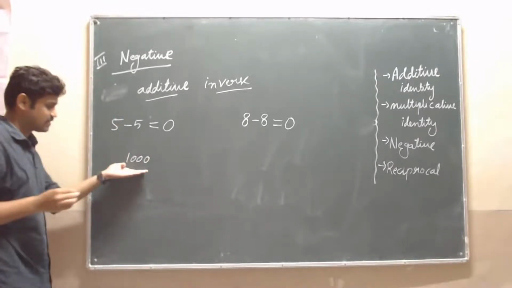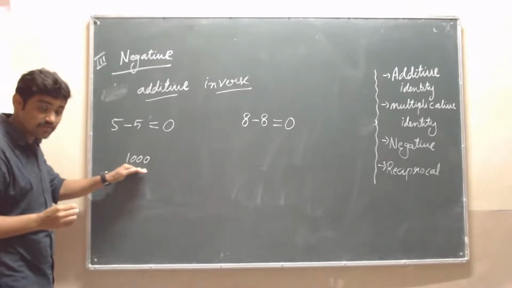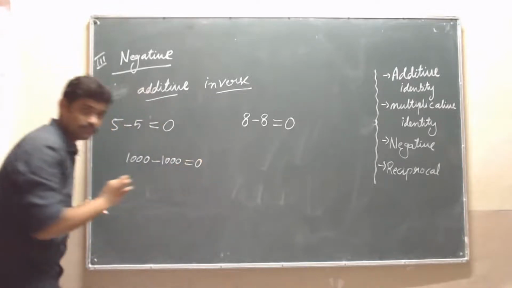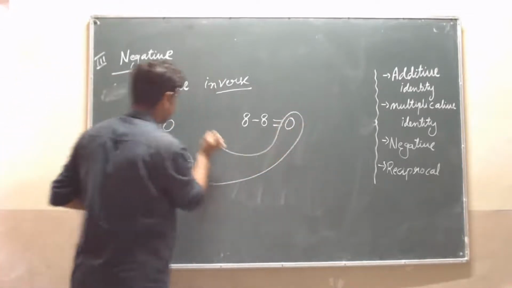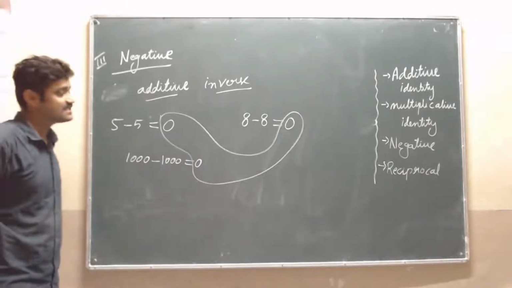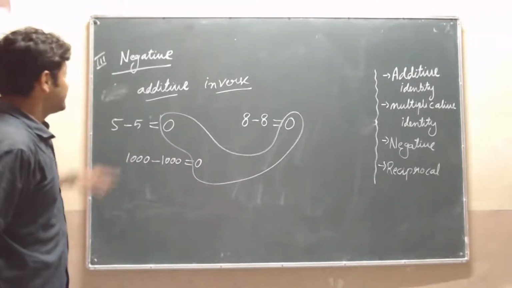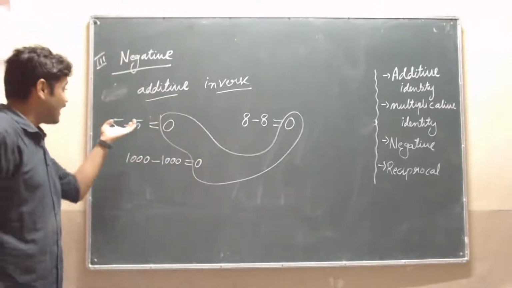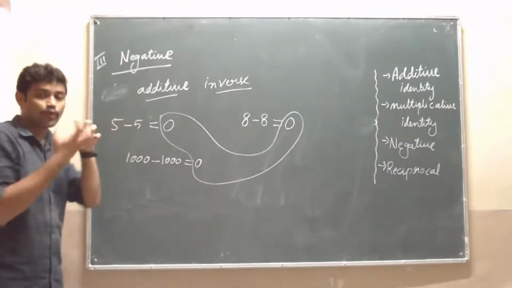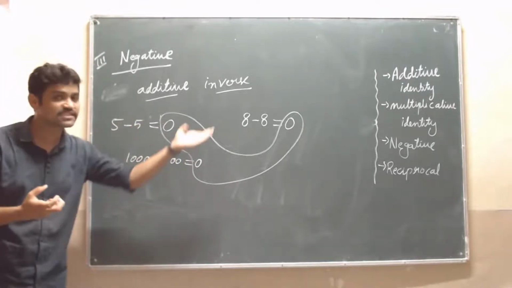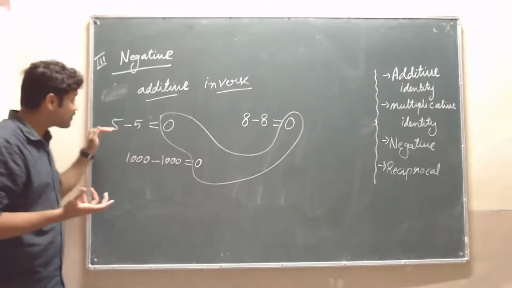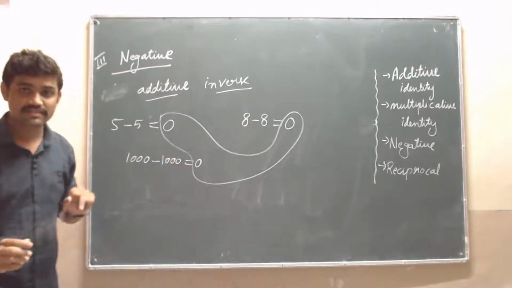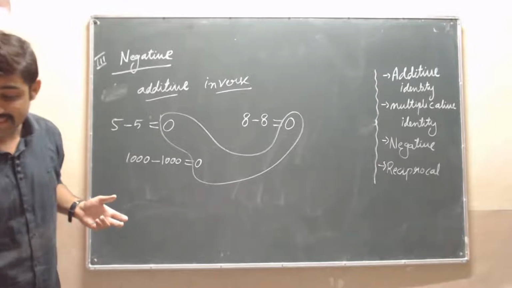One more example we can take, that is 1000. This is plus 1000. What is the negative of this 1000? Minus 1000. 1000 minus 1000 is 0. Then we can say that the additive inverse gives 0. Additive inverse means adding any number and its negative, the answer will be 0. Simple. Here we have taken only natural numbers. Then take integers. Let's take integers.